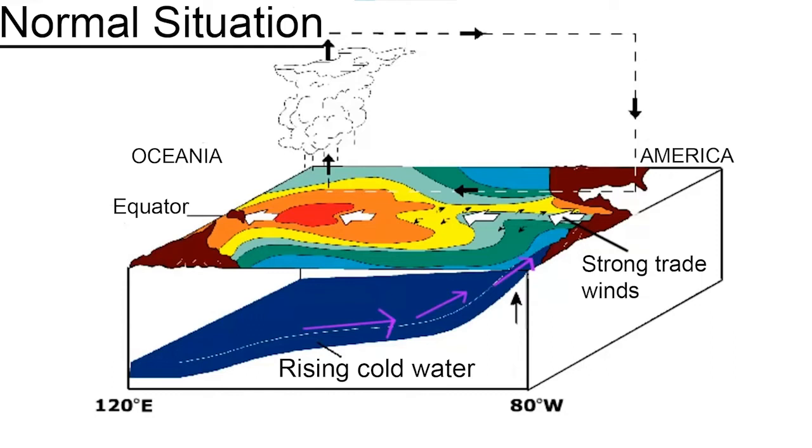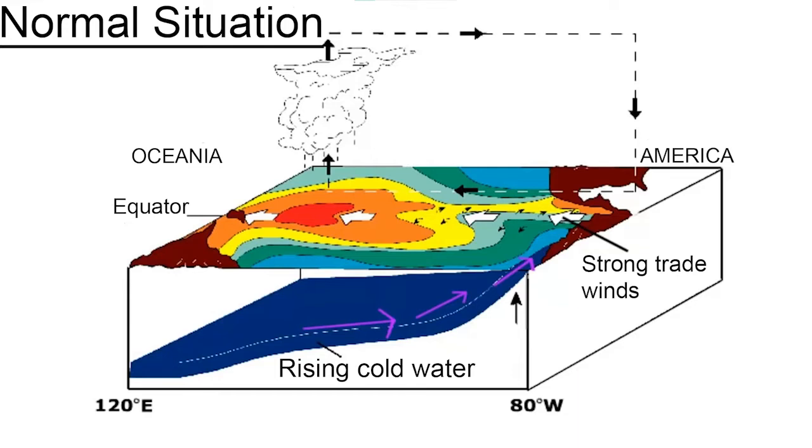But how does El Niño work? How is it produced? Look at this diagram. This diagram represents the normal situation, when El Niño is not being produced, in the equatorial zone of the Pacific. Look at the purple lines at the bottom of the diagram. They represent the Humboldt current. It's an ocean current that rises cold waters from the bottom of the ocean towards the surface.